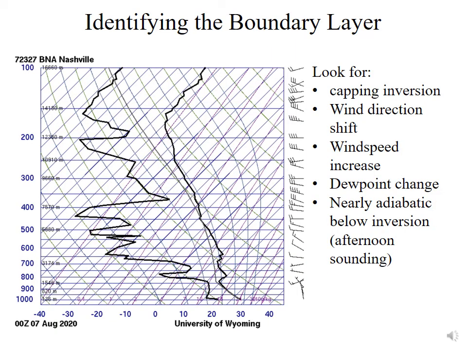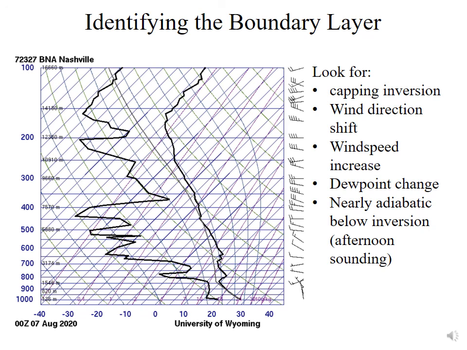And then identifying the boundary layer is often very difficult, and we will look at as many parameters as we can to try and identify the layer of the atmosphere that is being influenced by the surface. So for example, we often will look for a capping inversion. We'll look for the wind direction shifts. We'll look for an increase in the wind speed. Both of those will happen as you move away from the surface because there's less friction with the surface. That will cause the wind speed to increase and will often change direction.